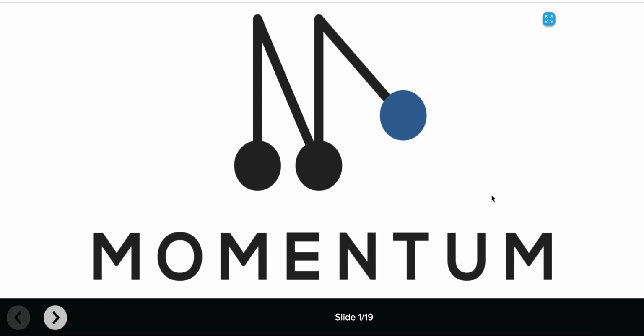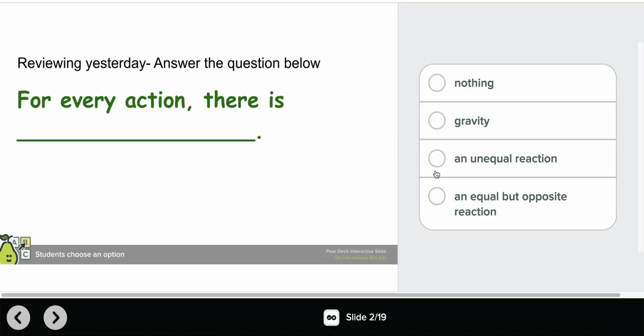Hey everyone, it's Mr. Montgomery again, and today we're going to be continuing talking about Newton's third law of motion, but more specifically, we're going to be focusing on momentum. And this plays a very large part in Newton's third law of motion. So, before we get started, let's do some quick review.